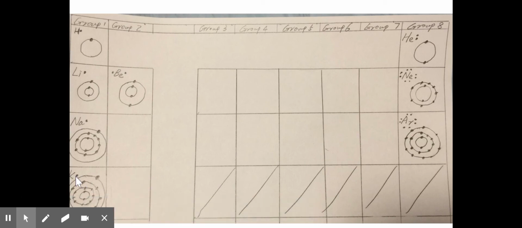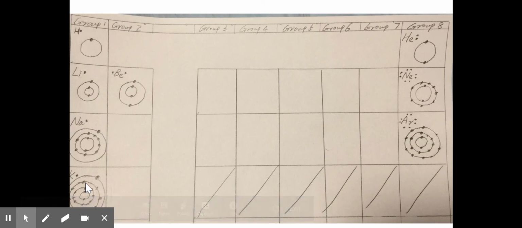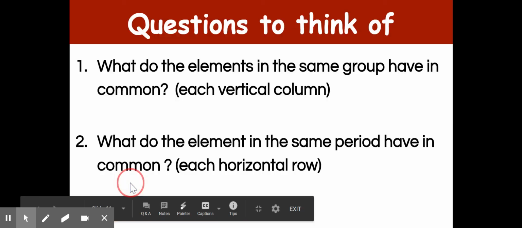Okay, potassium has 19 electrons total. You're going to draw the first energy level has 2, second energy level has 8, third energy level has 8. So 2 plus 8 plus 8 gives you 18. Potassium has 19, so you have 1 on the fourth energy level. Put 1 over here, and the valence electron of potassium is only 1. So you put 1 dot after potassium. Okay, and then you can finish at calcium.